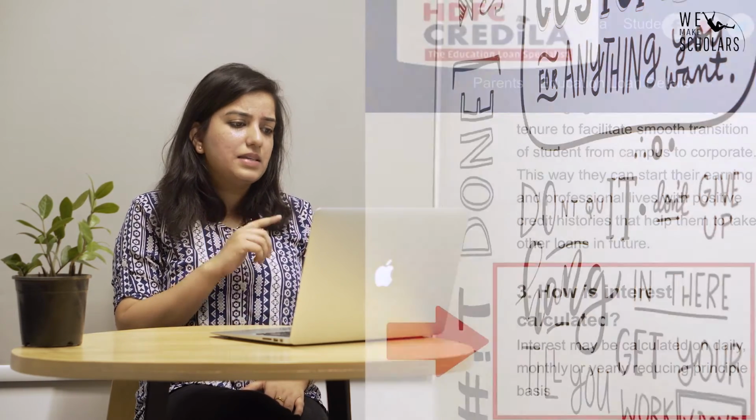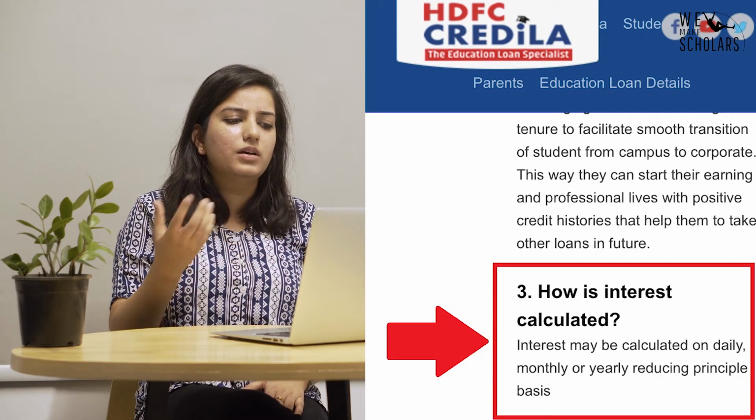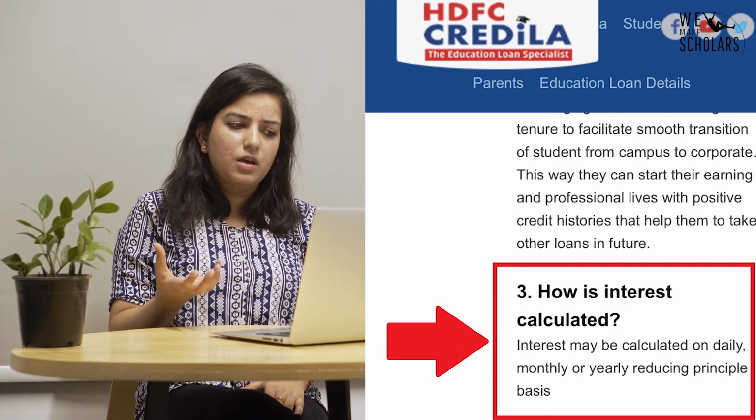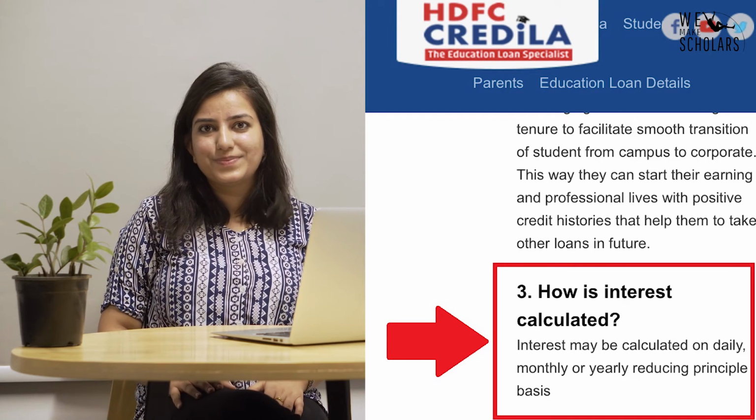On the Credila website, they have not explicitly mentioned whether it will be monthly compounding or annual compounding. But as you can see in this picture, they have given a slight hint. It says interest may be calculated on a monthly, daily or yearly reducing principal basis, which also indicates that their compounding policies will be as per their wish.